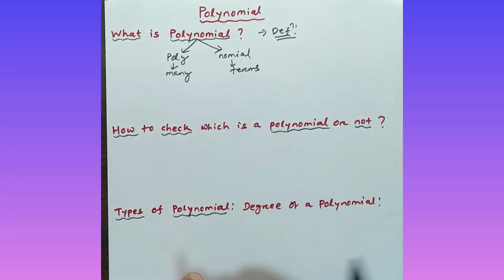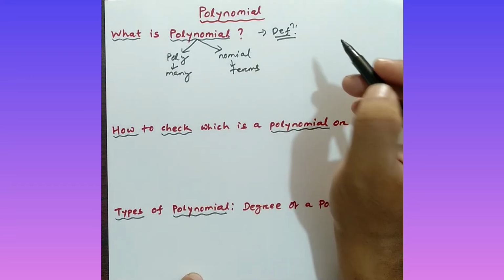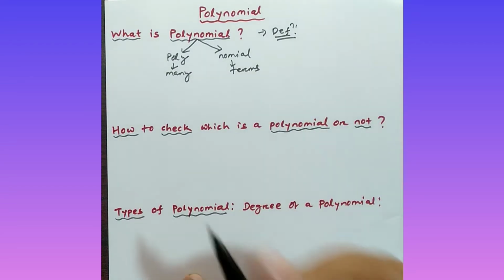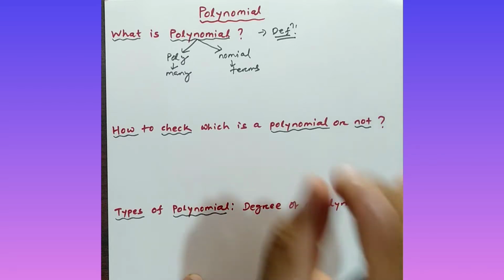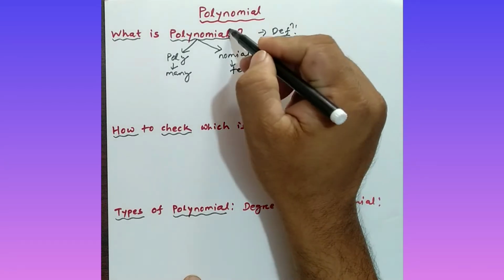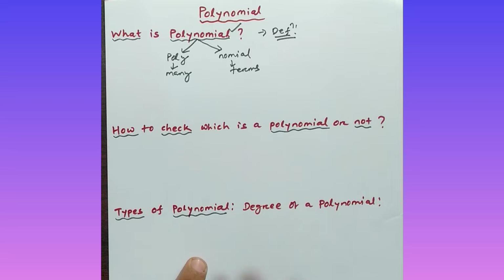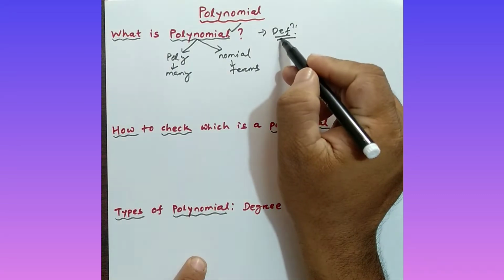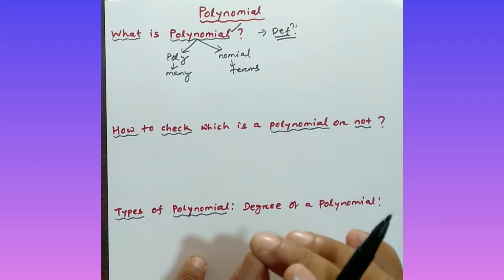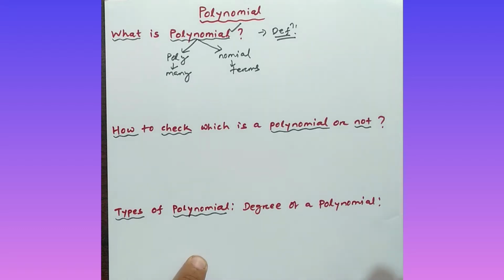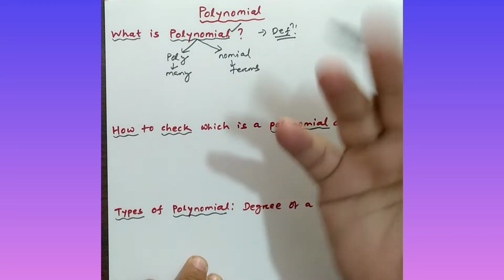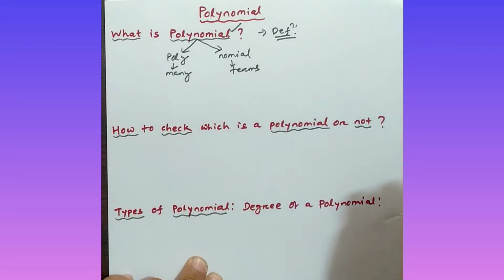Then what is the basic definition of a polynomial? It is an expression containing one or more than one terms with non-zero coefficients, and it is called a polynomial. Again, I'm repeating, the polynomial definition is an expression containing one or more terms with non-zero coefficients. In other words, it includes a constant term, variables, coefficients, and a number of terms.